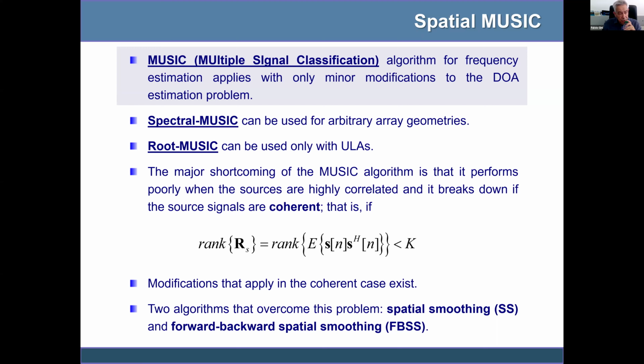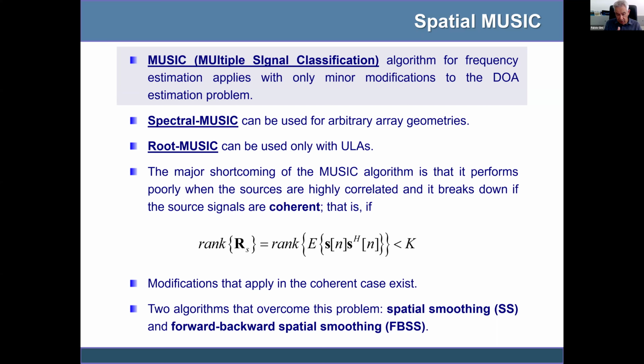Okay, let's talk about MUSIC. MUSIC was originally proposed in the spatial domain, actually, to estimate the direction of arrival of signals. And then it has been applied also in the temporal domain to estimate the frequency of a multi-component sinusoidal signal. MUSIC is the contraction of multiple signal classification. There are two kinds of MUSIC, as I said, spectral MUSIC and root MUSIC.